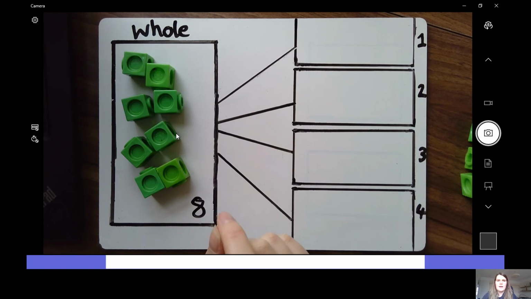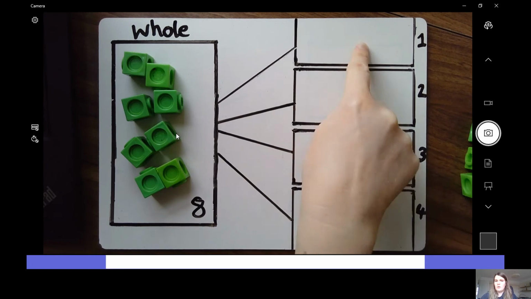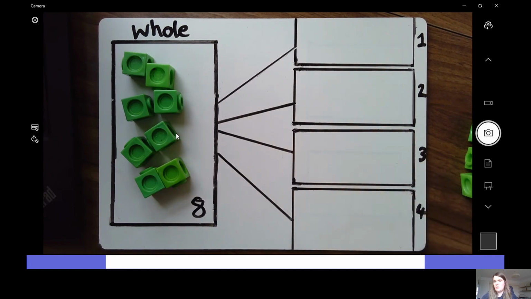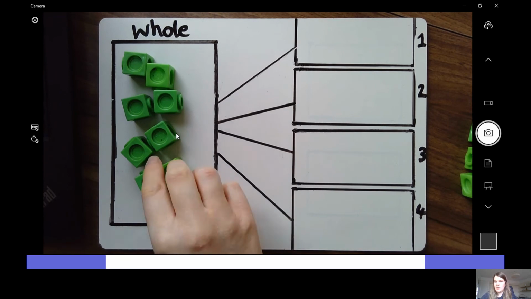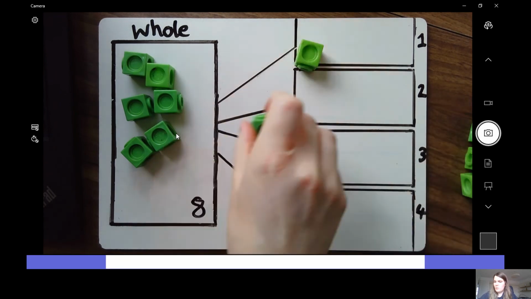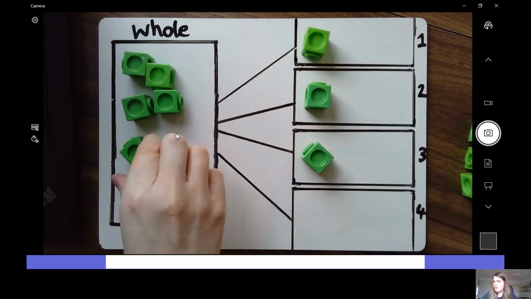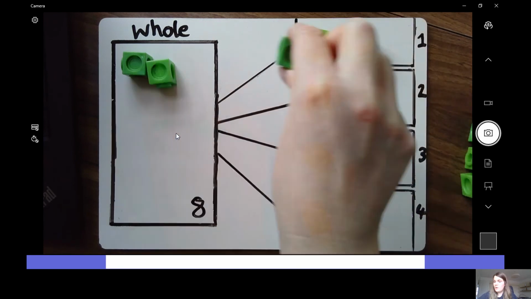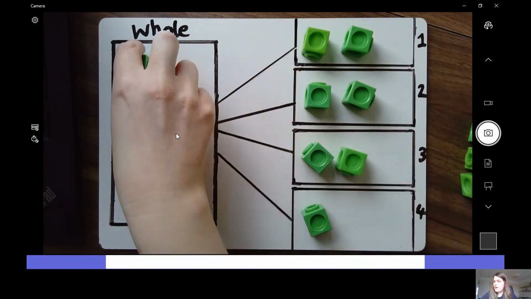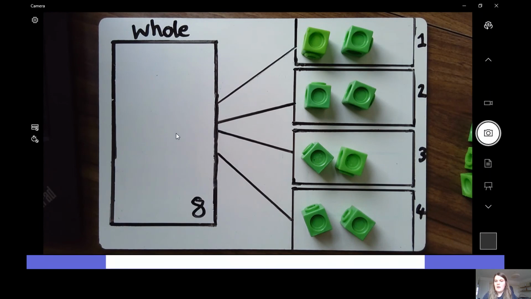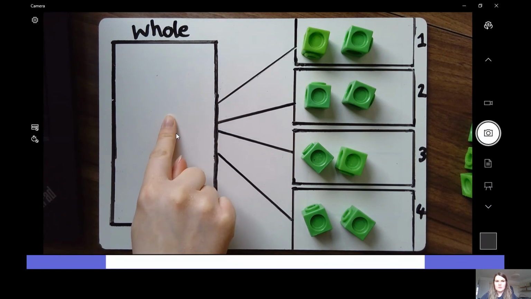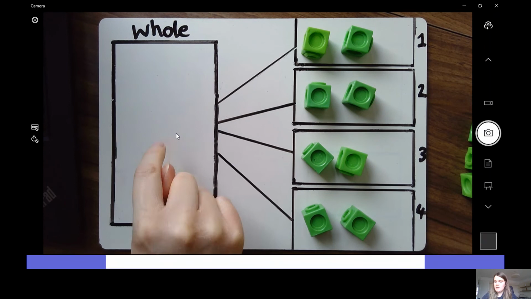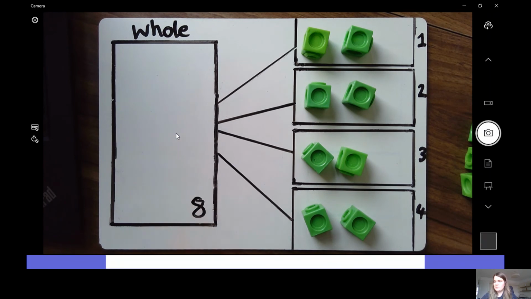And I can still share using the 1 for you, 1 for you, 1 for you, and 1 for me. So I'm going to do that. 1 for you, 1 for you, 1 for you, 1 for you. Keep going. 1 for you, 1 for you, 1 for you, and 1 for me. Are there any left in the whole box? No, there's not, which means we've shared all of the 8 out.